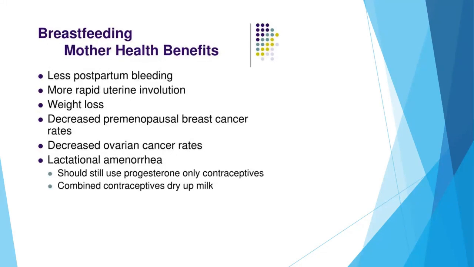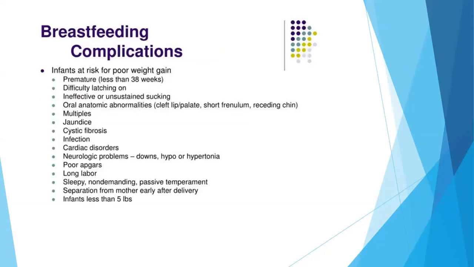Whereas there are some other health benefits towards the mother too, and they include less postpartum bleeding, more rapid uterine involution, weight loss, decreased premenopausal breast cancer rates, decreased ovarian cancer risk, and lactational amenorrhea, which can serve as a method of contraception. There are some complications.